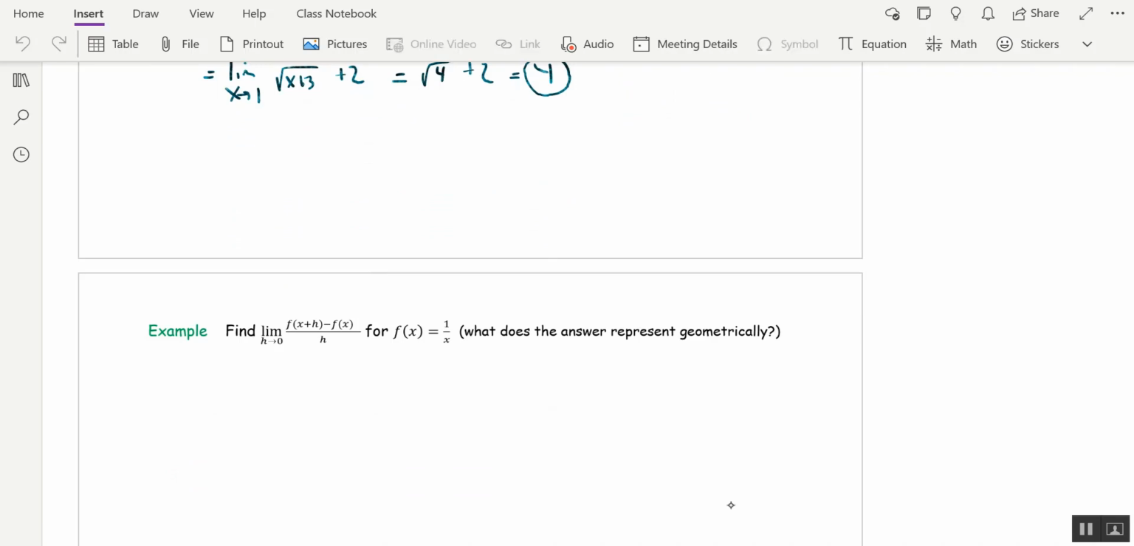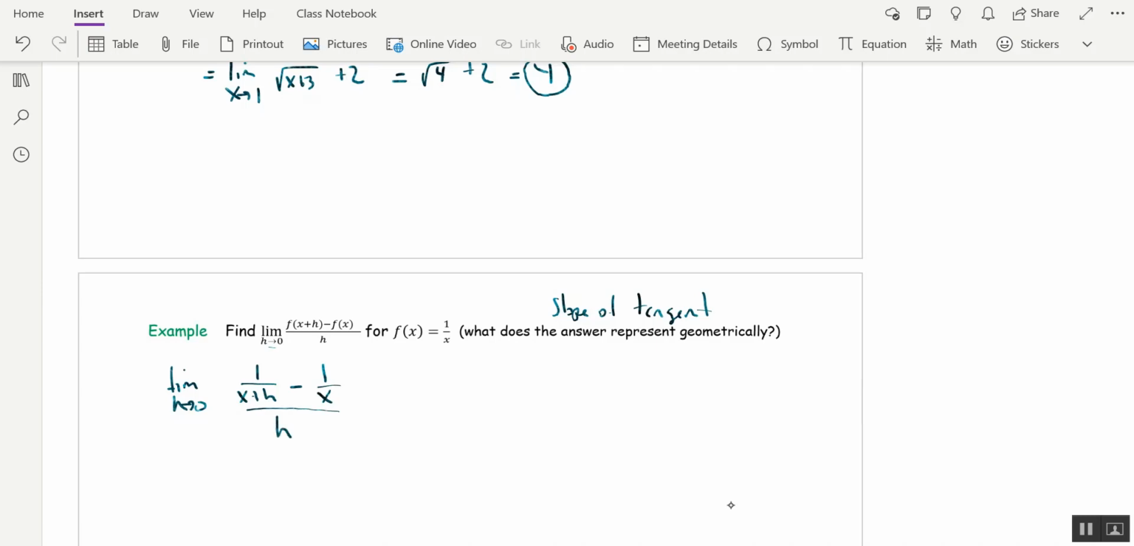Okay, so we're going to find the limit of the difference quotient for f of x equals 1 over x. Geometrically, that will be the slope of the tangent line to 1 over x. Okay, so this is the limit as h goes to 0. F of x plus h is 1 over x plus h. That h has to be in the denominator. Minus f of x is 1 over x, divide by h.